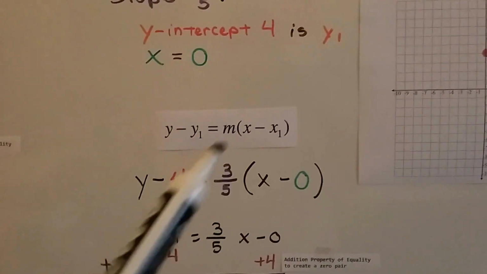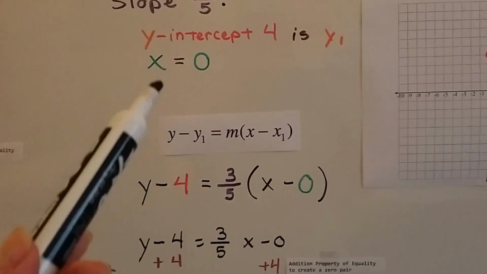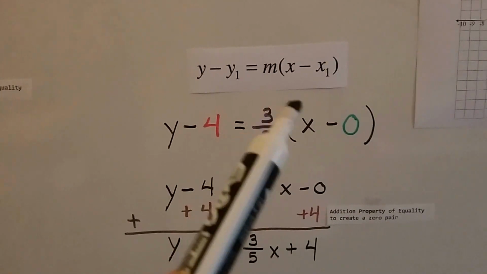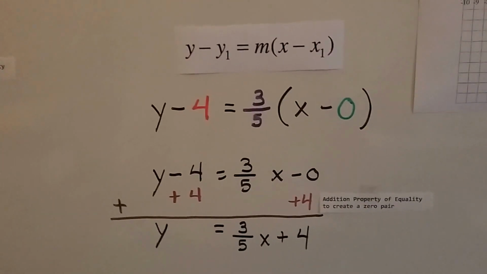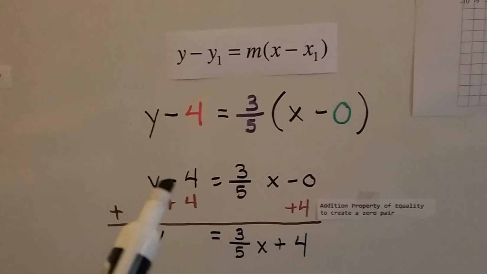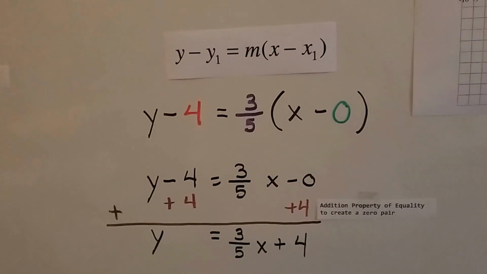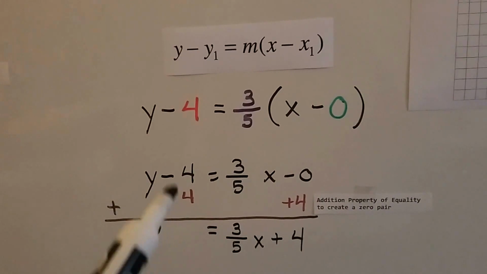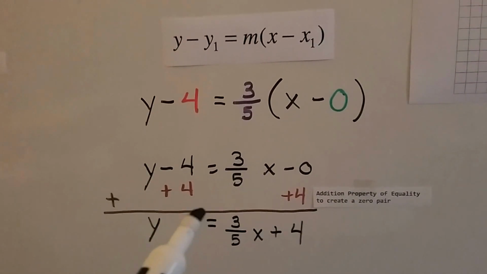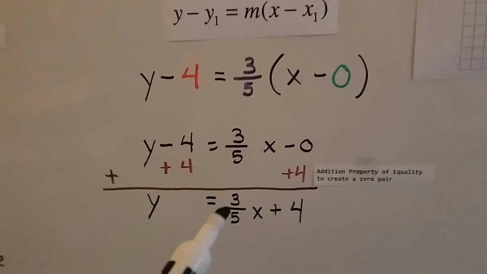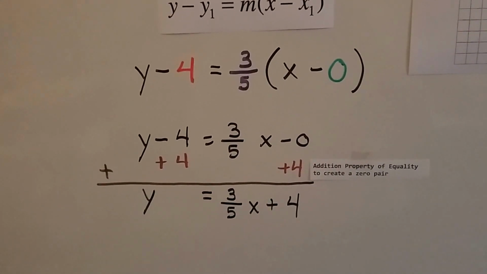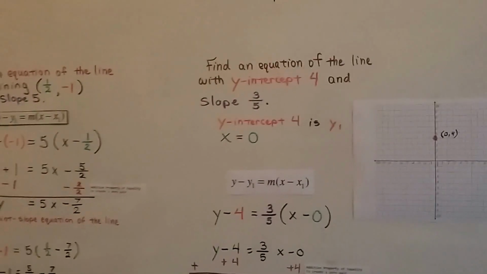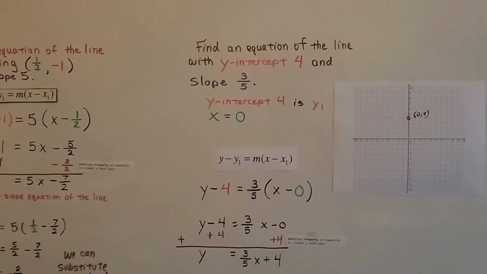We plug in our 4 for the y1, and we plug in our 0 for the x1, and we do our equation. We have to distribute this 3/5 into the parentheses, don't we? And we get y minus 4 equals 3/5 x minus 0. We can get rid of this negative 4 right here by adding a 4 and creating a zero pair and isolating the y. And we do the same thing to this side, and we get y equals 3/5 x plus 4. Wasn't that easy? It's not that big of a deal, right? So you can either do it with the ordered pair or you can do it with the y-intercept.